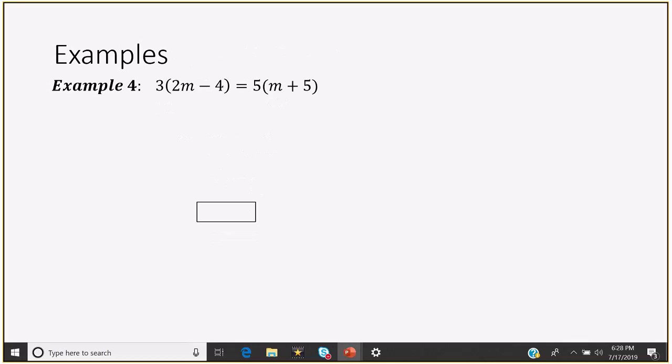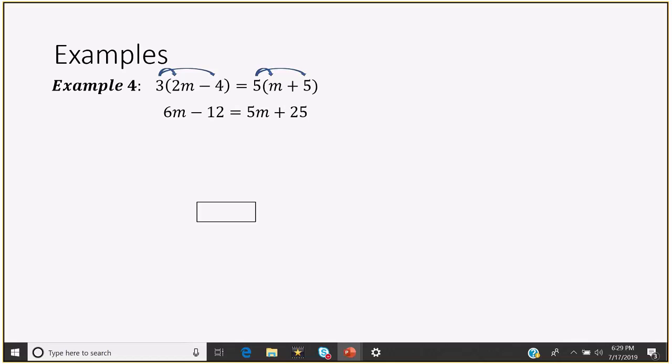Similar kind of issue here. I have an m on both sides of the equation, but I also have things in front of my parentheses. So what takes precedence is that distributive property. I'm going to distribute on the left side, and I'm going to distribute on the right side. So 3 times 2m gets me 6m, 3 times negative 4 gets me negative 12, 5 times m gets me 5m, 5 times 5 gets me 25.